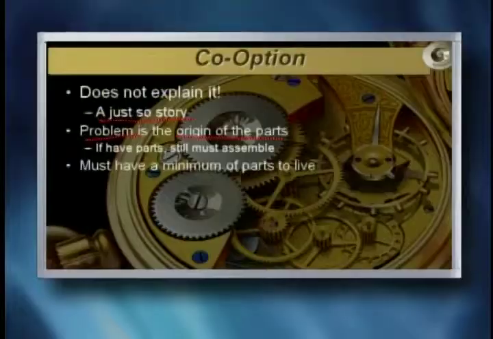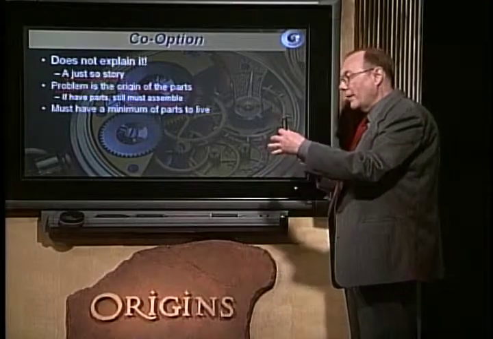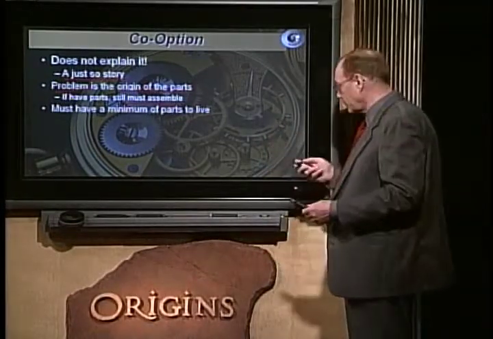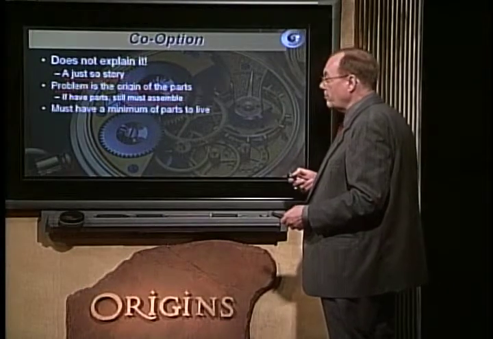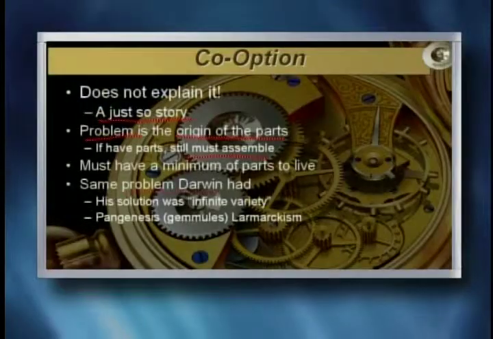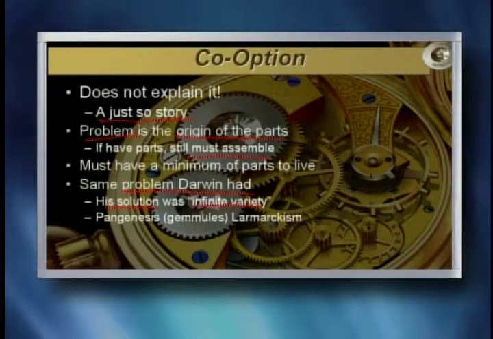And the parts must be assembled properly, in the right place. They can't be upside down. They can't be the wrong way. They have to be assembled in such a way to where they fit into where they're supposed to go. And of course, they must have a minimum of parts to live. And this is the same problem that Darwin had. Darwin basically said that the solution is infinite variety.